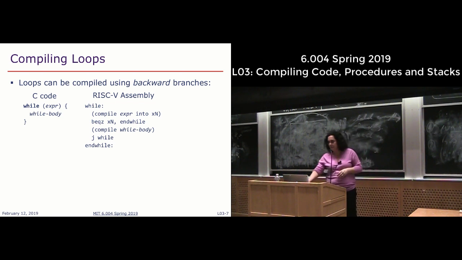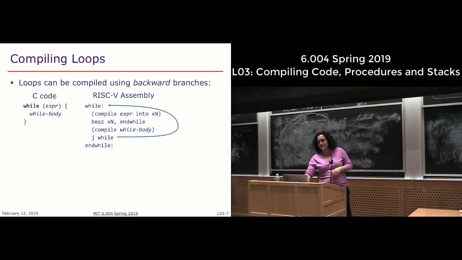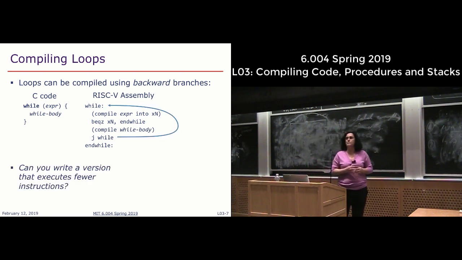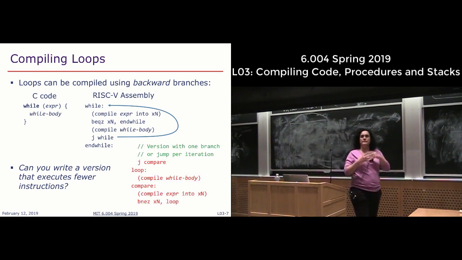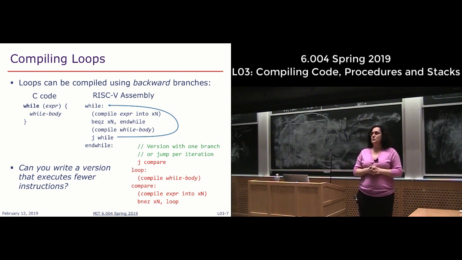Now, here's another situation where we can slightly optimize our code. And the way that we can do that is to move the code that checks for the condition of whether or not you're going to execute your loop to be at the bottom.